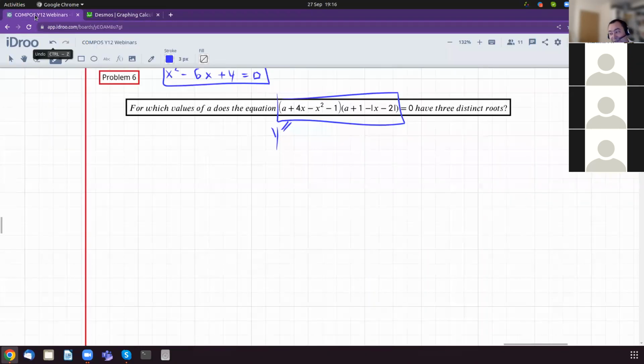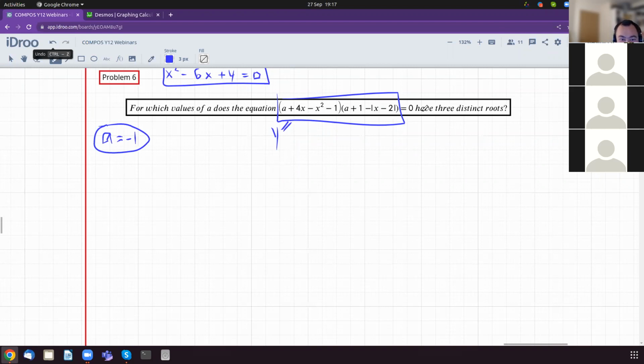This is not a valid method for an examination, and not a valid method for COMPOS either. You can't justify your answer saying that, oh, I've drawn that on a calculator and that's the solution. No, you need to explain your solution. It helps so we know what we're looking for, but you can't use that. All right. So let's see what we can do.